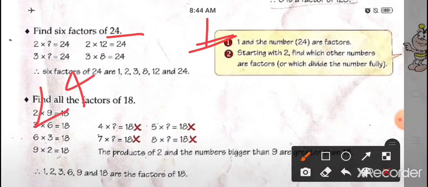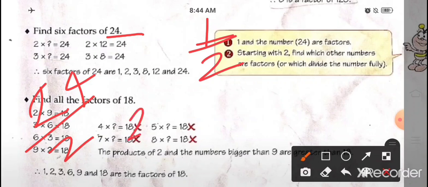24 is divisible by 2. Yes, so 2 is also a factor of 24. Now check 3. 24 divided by 3, yes, 3 eights are 24. So 3 is also a factor of 24. Now 4, 5, like this we have to write. Fully divided.